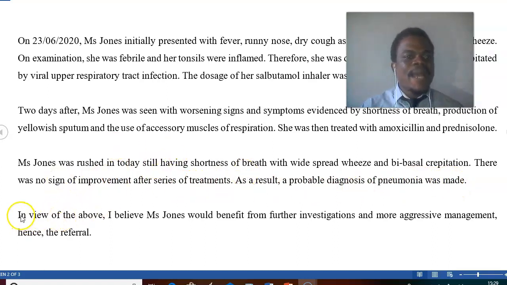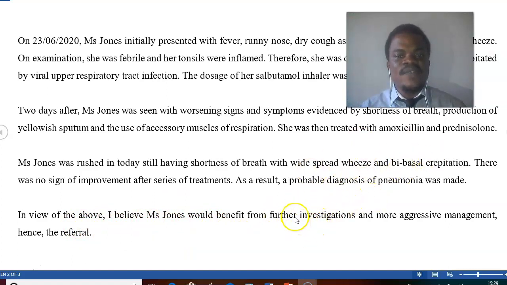Now, my concluding paragraph. In view of the above, I believe Ms. Jones would benefit from further investigations and more aggressive management, hence the referral. Now, if you look at this, my concluding paragraph, I try to re-emphasize the purpose of this letter. And the purpose of this letter is for this casualty officer to further investigate the patient and aggressively manage this patient. You can see it's like a paraphrase of what I wrote in the introduction, the purpose in the introduction. So that's the sixth paragraph for you, which is my concluding paragraph.